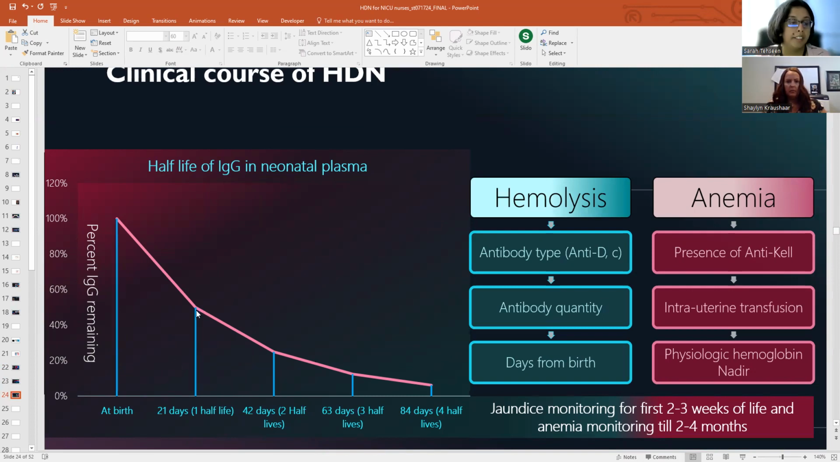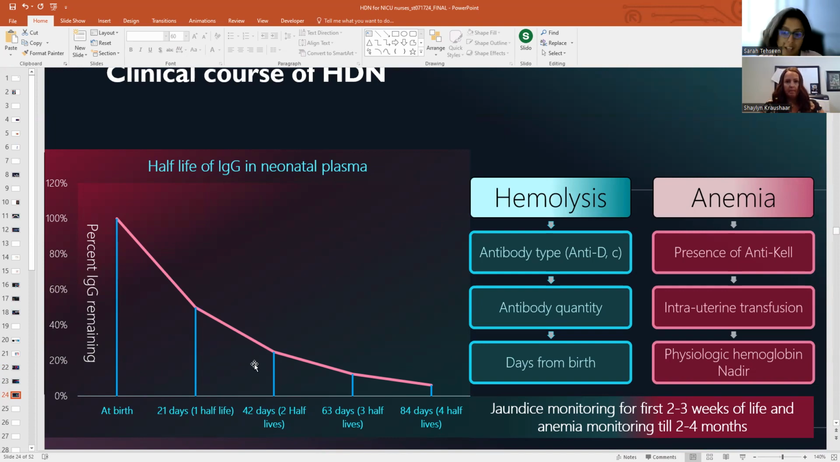Obviously, that risk is higher in the first 21 days when the antibody levels are very high. But then as the antibody levels begin to go down, the risk of anemia lessens. A critical point happens at about 42 to 60 days of life, because that's also the time for physiological hemoglobin nadir, which happens due to changes in the environment from fetus to newborn and changes in the hemoglobin type. So everybody has a drop in hemoglobin at that point.